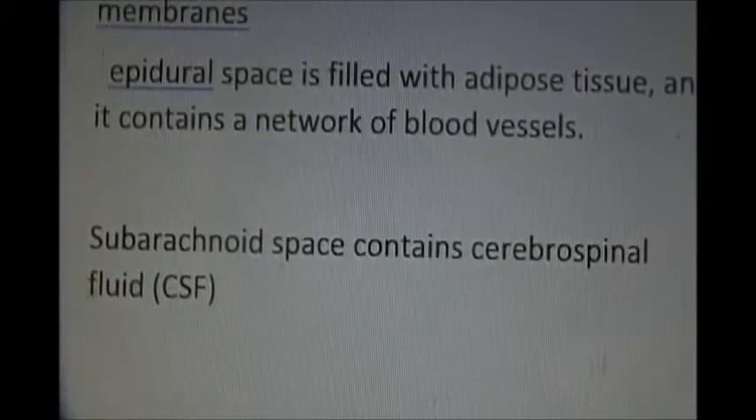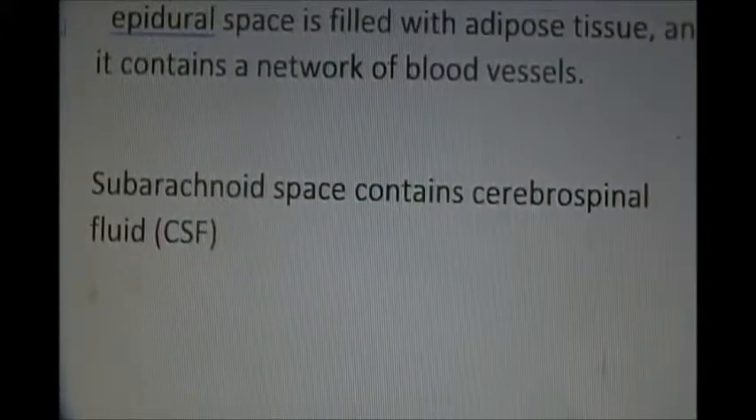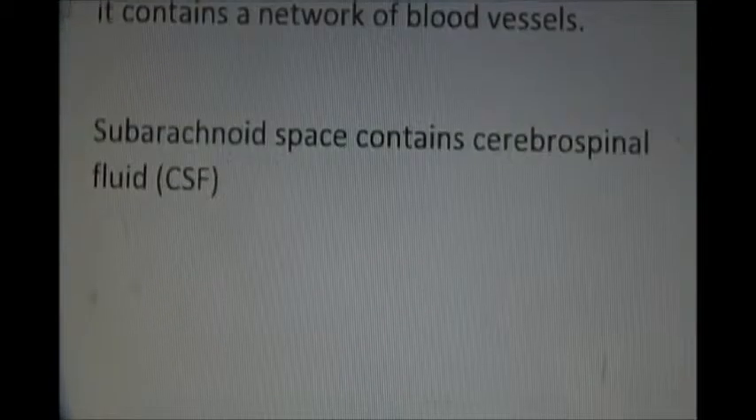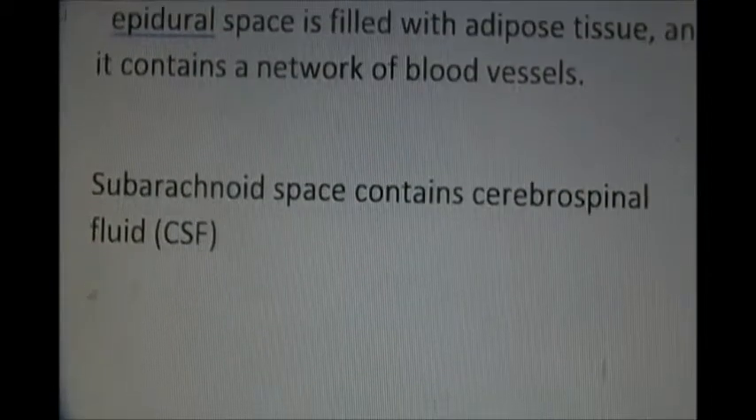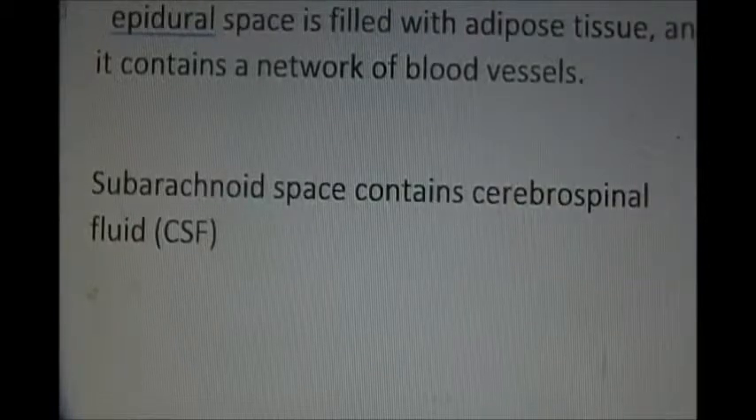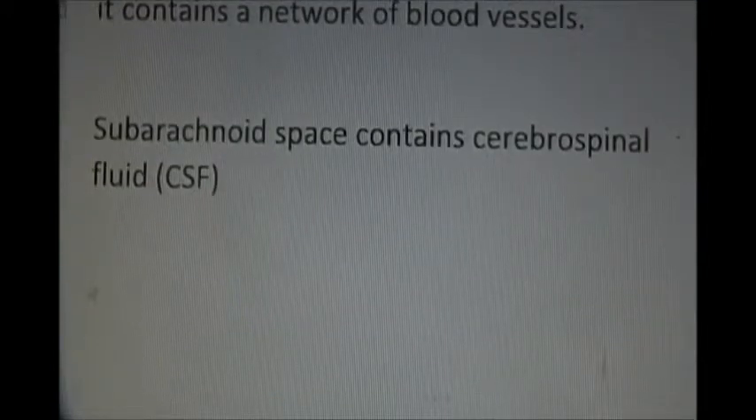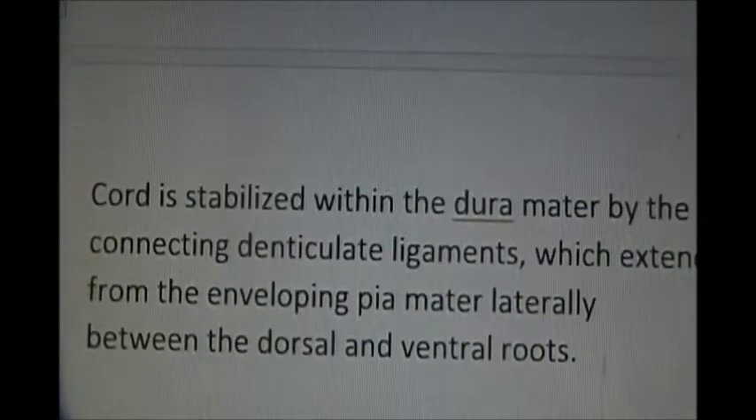coccyx. The three membranes of the spinal cord, like the brain, are dura, arachnoid, and pia mater. The pia mater is closely applied to the spinal cord. The epidural space, what does it contain? The epidural space in the spinal cord contains adipose tissue and a network of blood vessels. And what does the subarachnoid space contain? The subarachnoid space contains CSF in it.